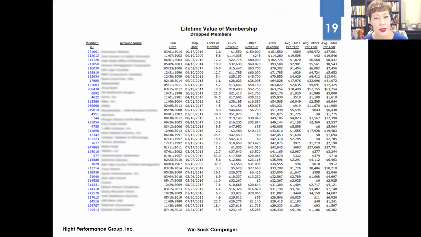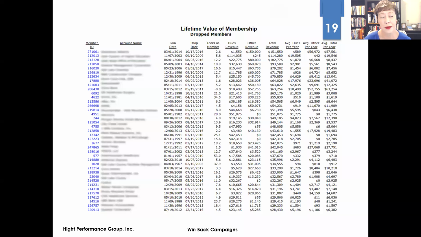So just imagine that you could pull a dropped list of all of your members. Okay. And just to protect the names of the companies, this was a list that a client of mine pulled. It was a few years ago, but I really found this to be such an interesting report because this was actually a lifetime value report that they ran from everybody who dropped. And then they sorted it by total revenue. That's dues plus other revenue. Because sometimes a $500 member is really a $5,000 member. So they wanted to do this to consider who they wanted to go after.